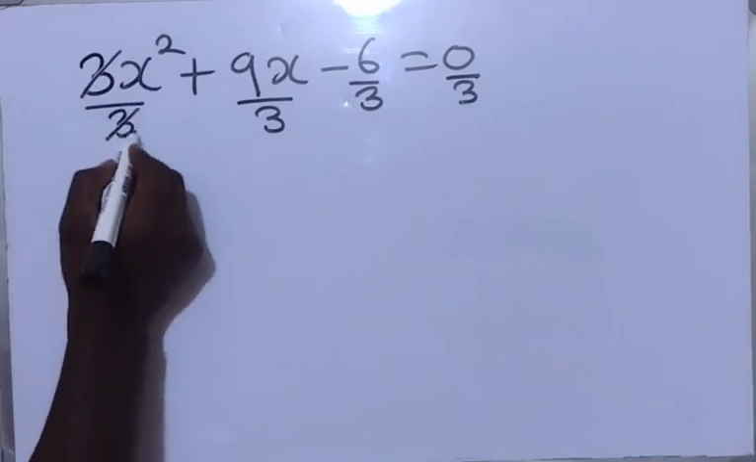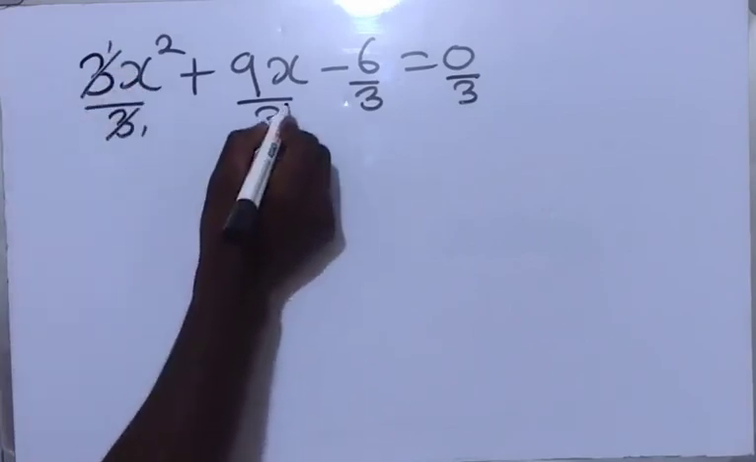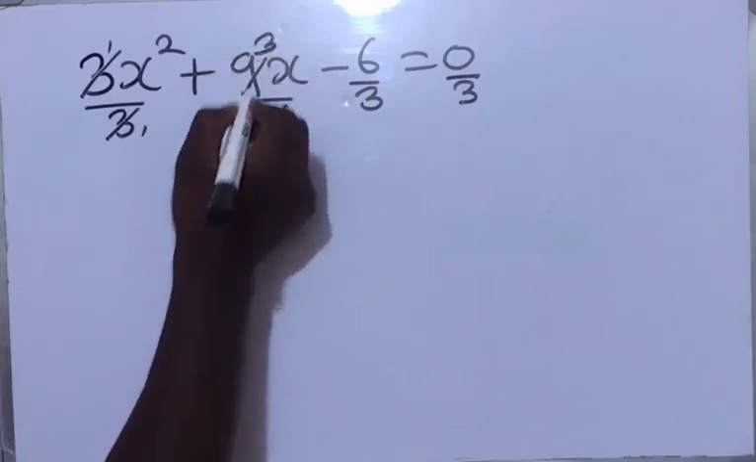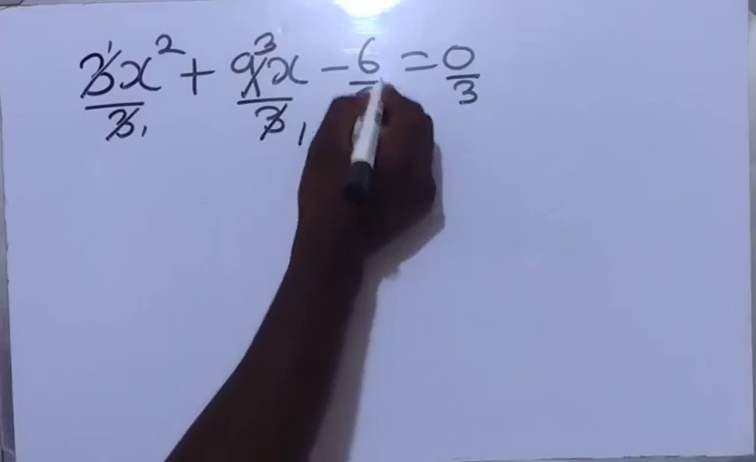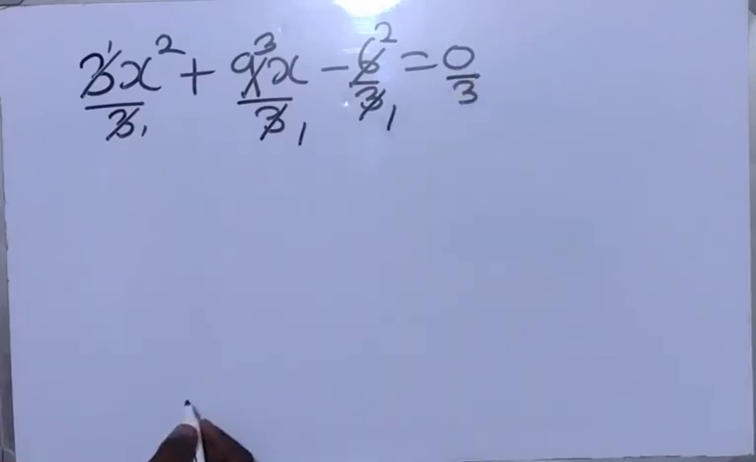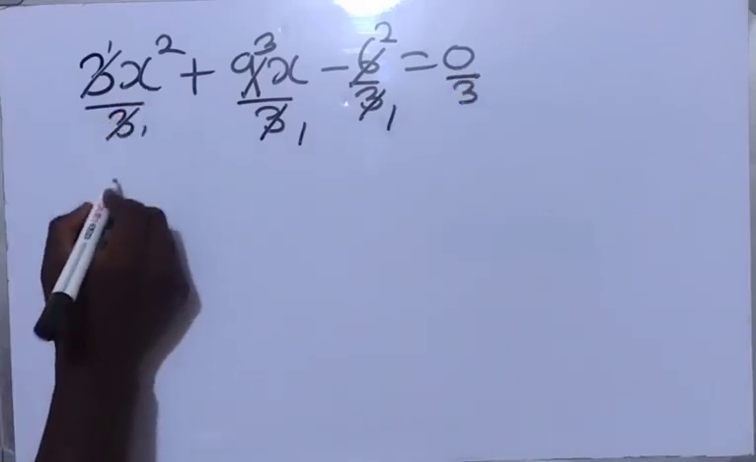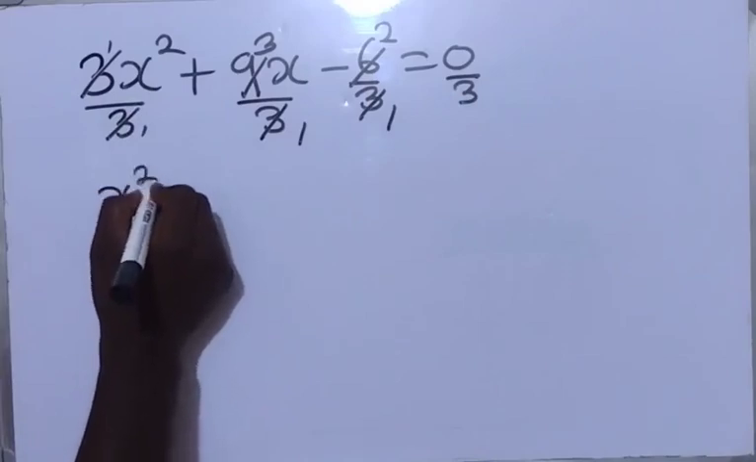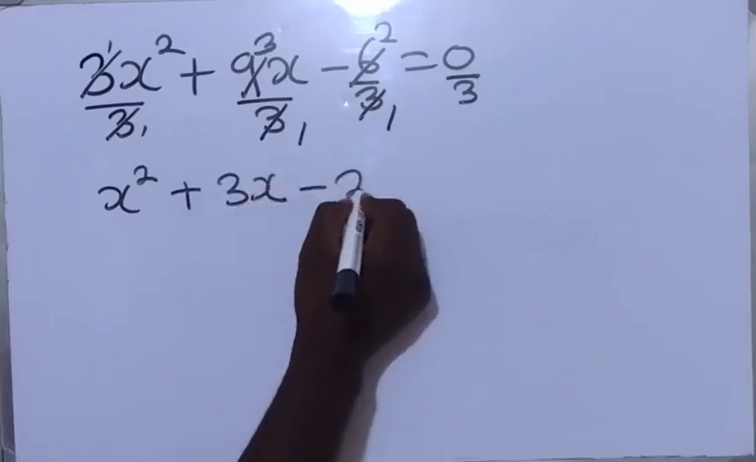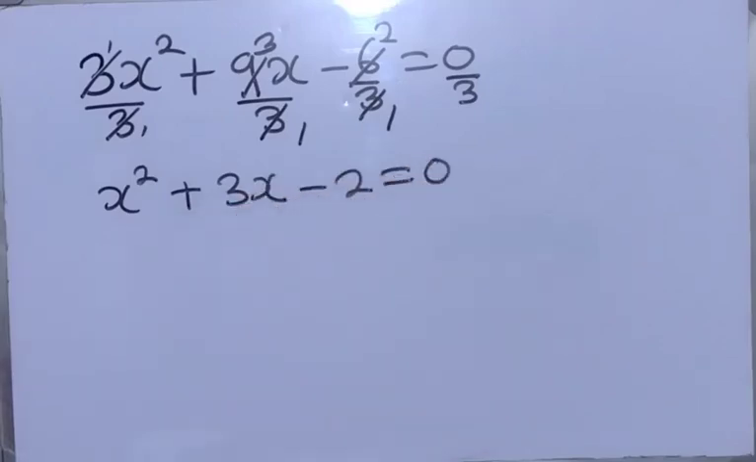So this one becomes a 1. Then 3 into 9 goes 3 times. Then 3 into 6 is 2. And 3 into 0 is 0. So I'm going to write what we are remaining with: x squared plus 3x minus 2 is equal to 0.